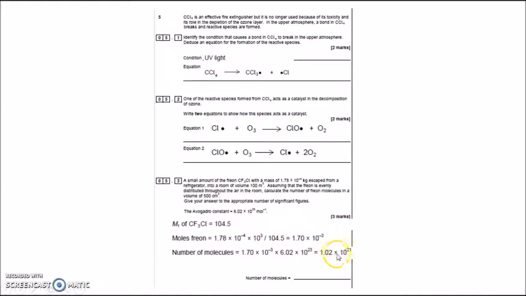This number, 1.02 times 10 to the power 21, is the number of particles or molecules that I have in that number of moles, that number of kilograms of Freon. Now, that escapes into 100 meters cubed. I want to know if I've got that number of particles in 100 meters cubed. If I took a sample of it, 500 centimeters cubed, how many particles would I have?